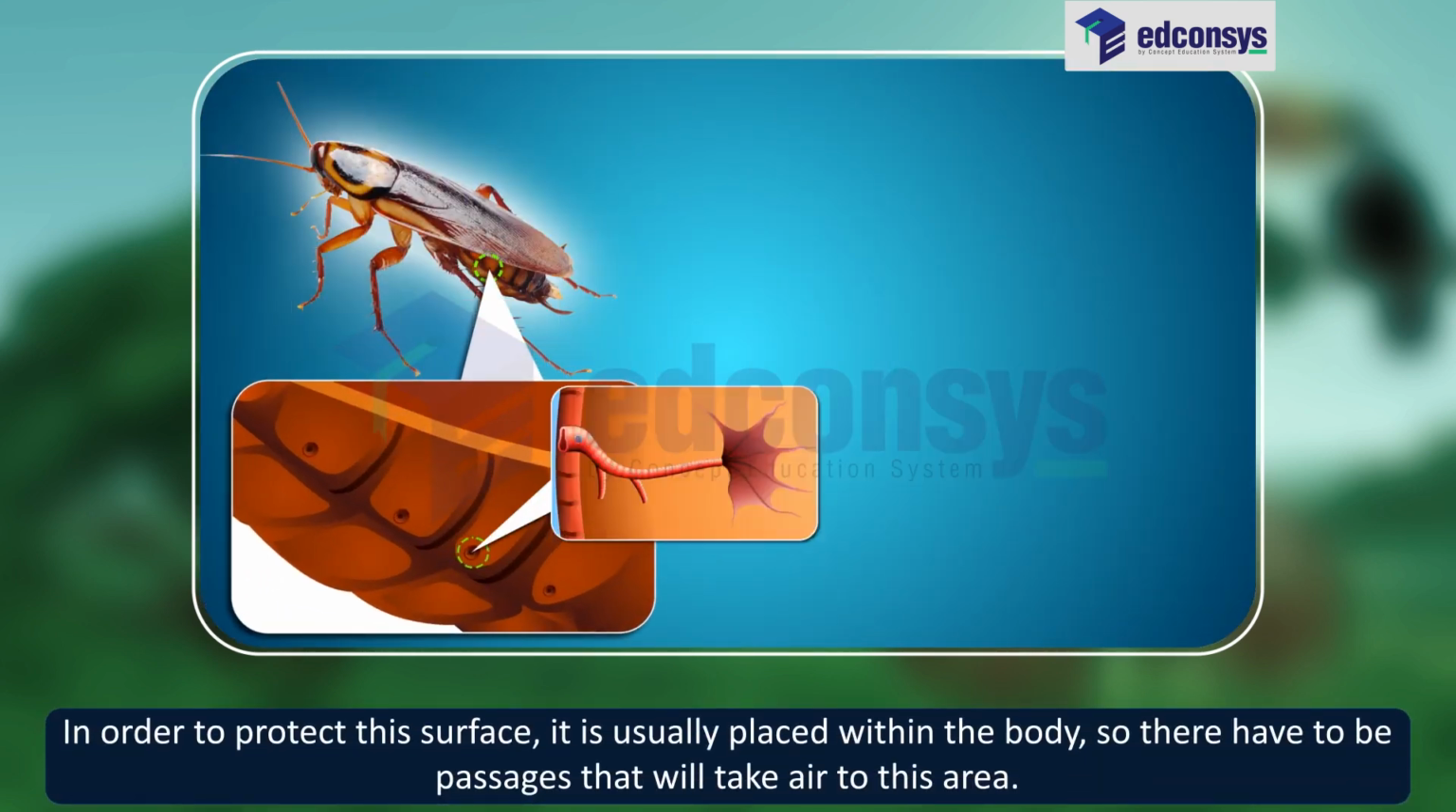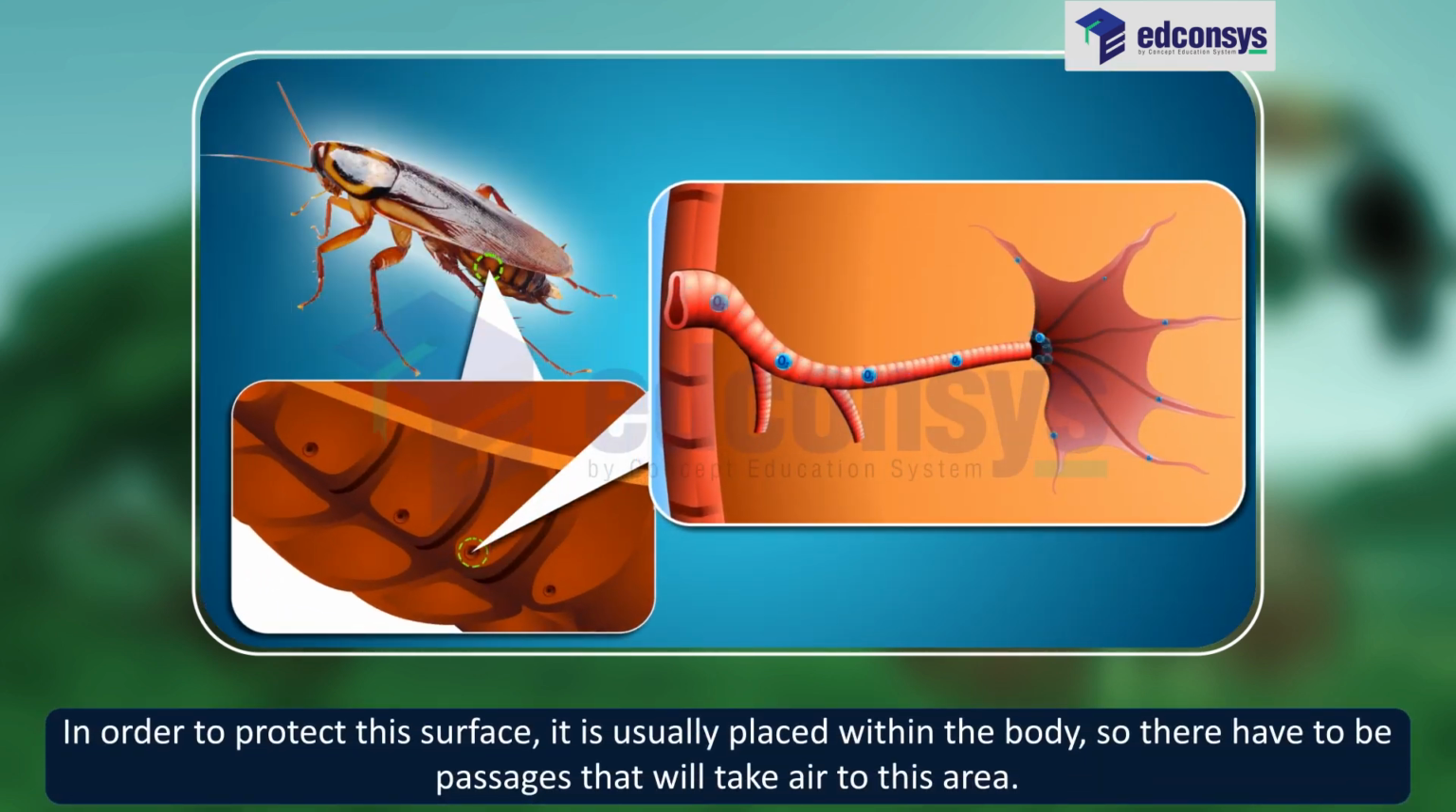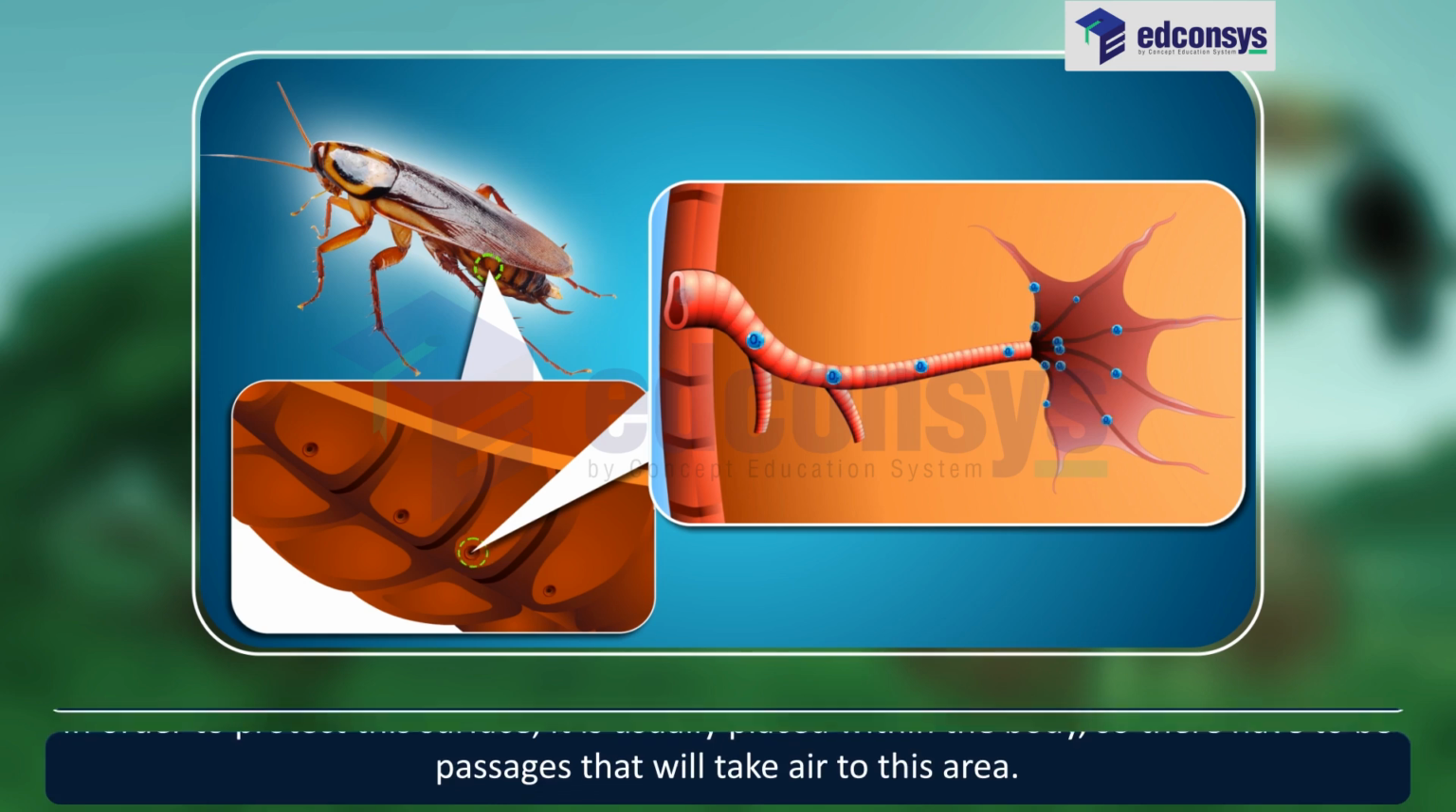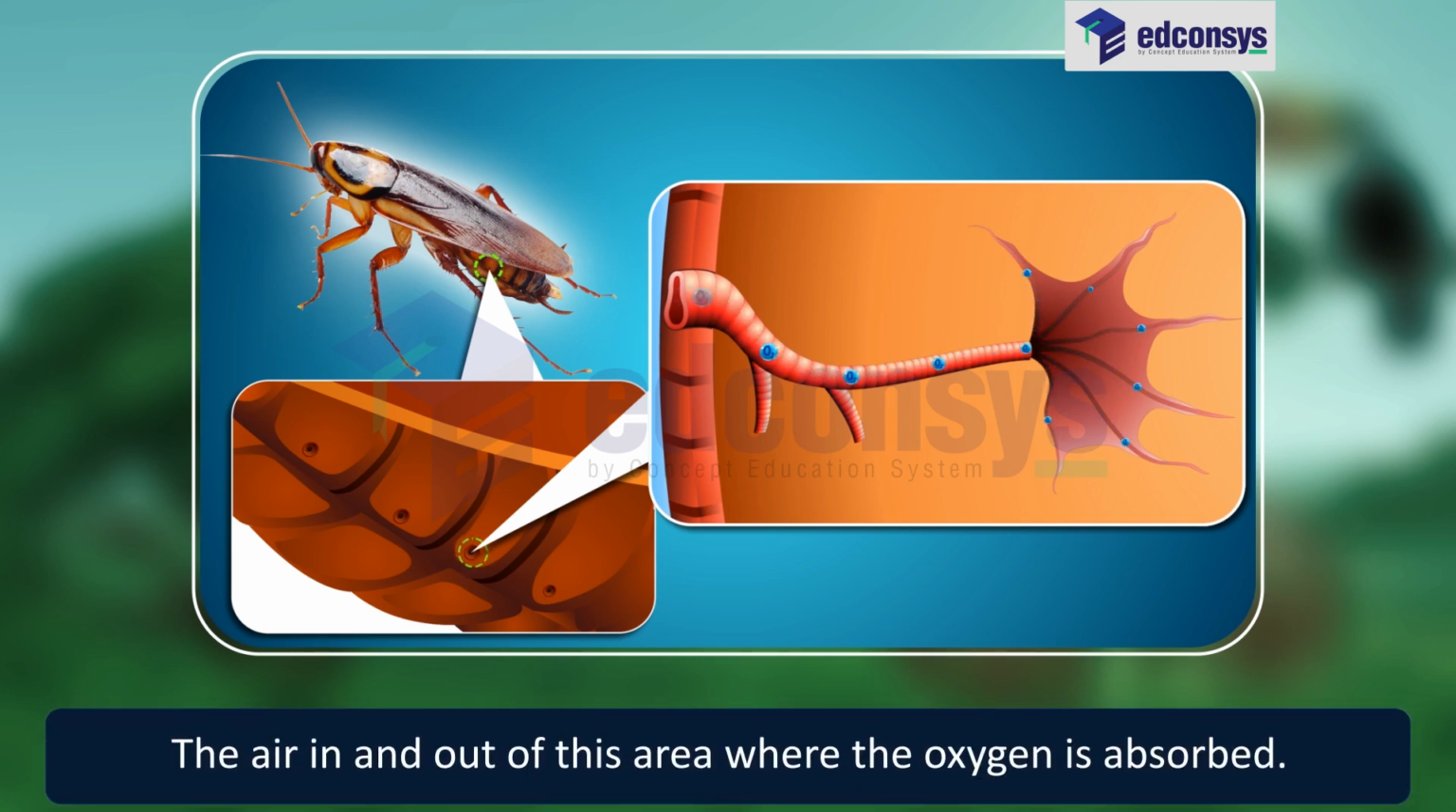In order to protect this surface, it is usually placed within the body, so there have to be passages that will take air to this area. The air goes in and out of this area where the oxygen is absorbed.